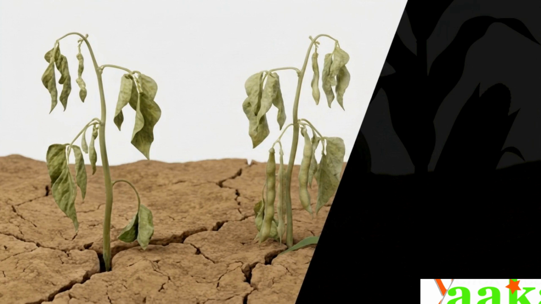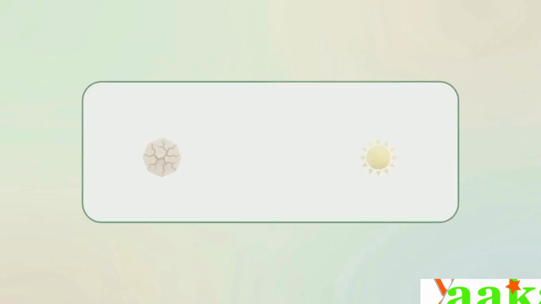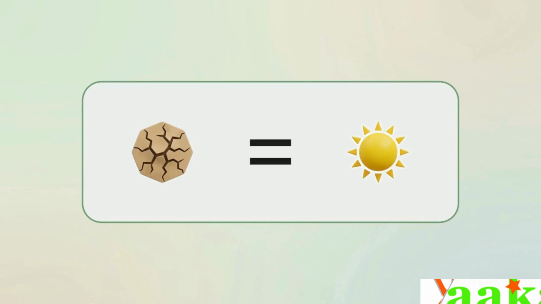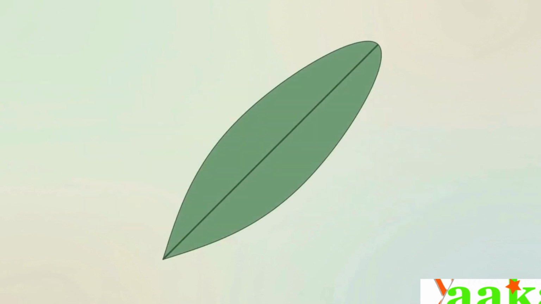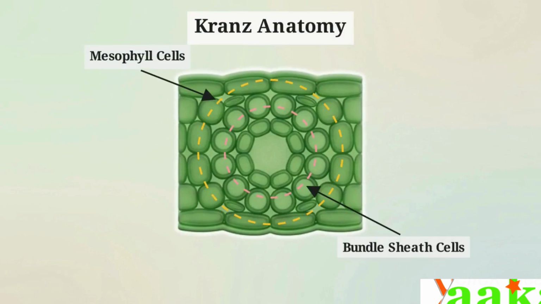On the left, a bean plant wilts in the dry soil. But on the right, under the exact same glaring sun, a maize plant thrives. The soil and the sunlight are identical. The reason the maize survives while the bean plant dies comes down to the microscopic architecture inside their leaves.